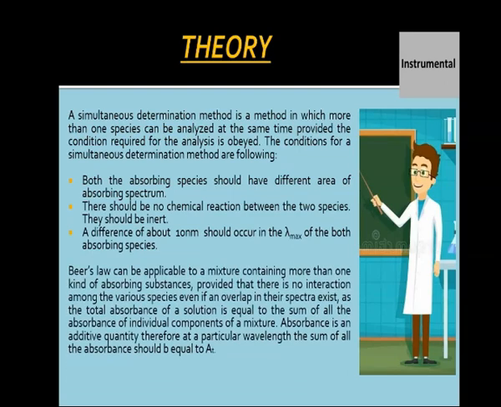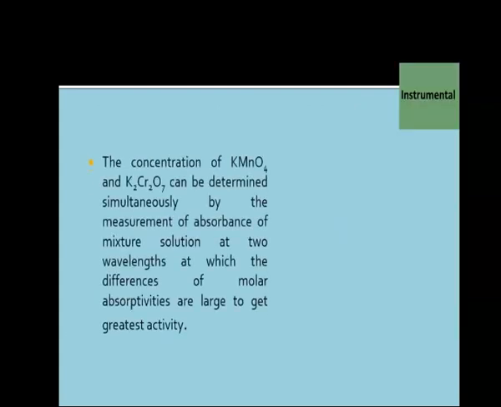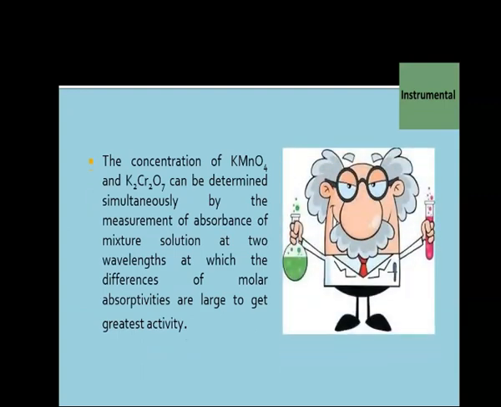Beer's law can be applicable to a mixture containing more than one kind of absorbing substances, provided that there is no interaction among the various species, even if an overlap in their spectra exists, as the total absorbance of a solution is equal to the sum of all the absorbances of individual components of a mixture. Absorbance is an additive quantity, therefore at a particular wavelength, the sum of all the absorbances should be equal to A. The concentration of potassium permanganate and potassium dichromate can be determined simultaneously by the measurement of absorbance of a mixture solution at two wavelengths, at which the difference of molar absorptivities is large to get greatest sensitivity.